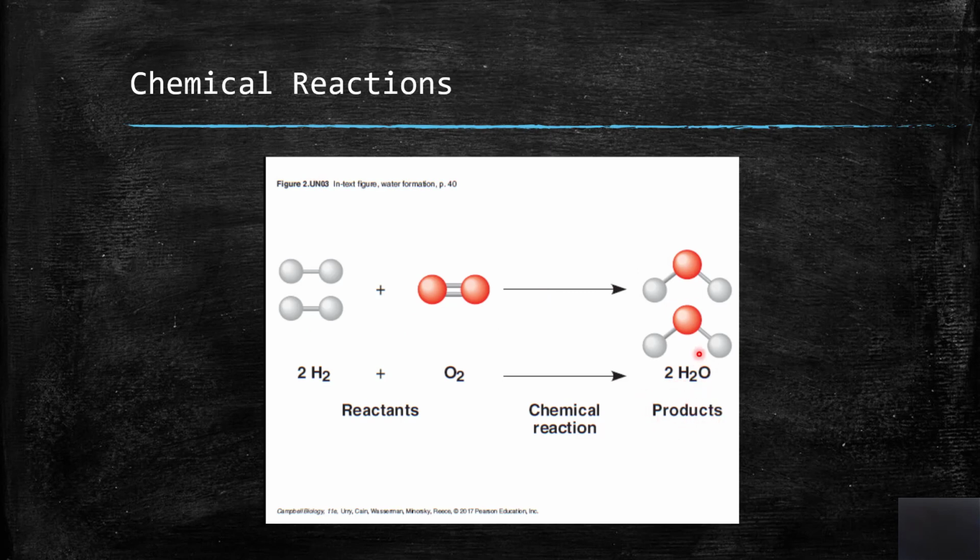So the final product here is water. Hydrogen plus oxygen yields water. And what's really cool is when you do this reaction, it also yields fire. We'll talk more about that later. But we have produced water from this reaction. So water is the product. The reactants were hydrogen and oxygen.